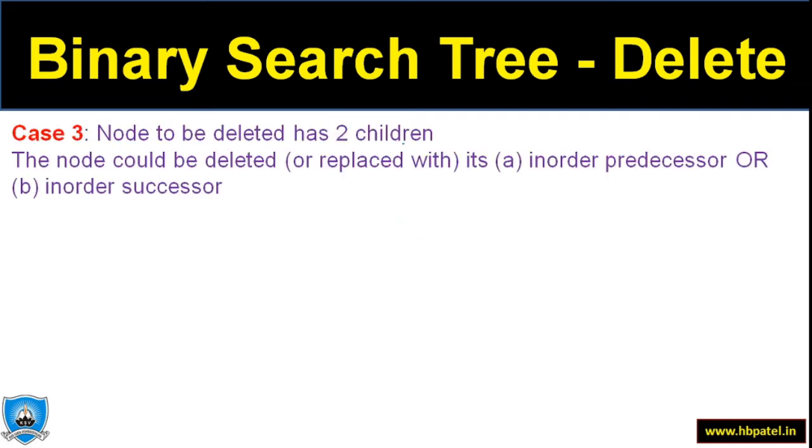The last case is the node you wish to delete has 2 children. So in this case you have two options. Either you can replace it by its in-order predecessor, or you can replace it by its in-order successor. Let us take a simple example.